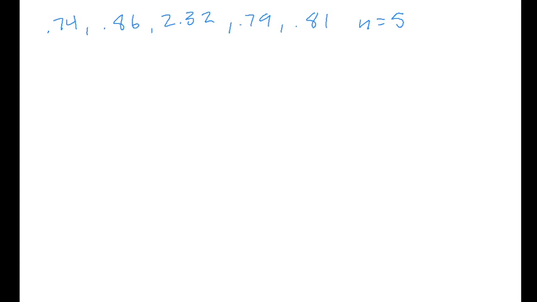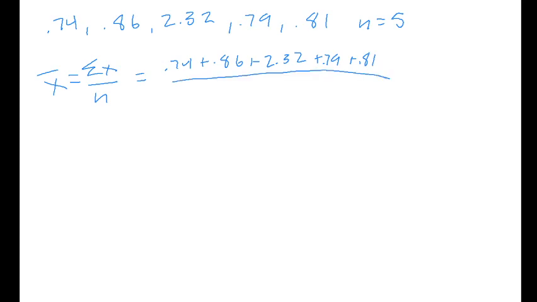Let's go ahead and grab a mean for these scores. So the mean, or x bar, is equal to the sum of all of these scores over n. So if we go ahead and carry on here, we would take 0.74 plus 0.86 plus 2.32 plus 0.79 plus 0.81. And we would put that all over 5, because we have 1, 2, 3, 4, 5 scores. We end up with something like 5.52 over 5.